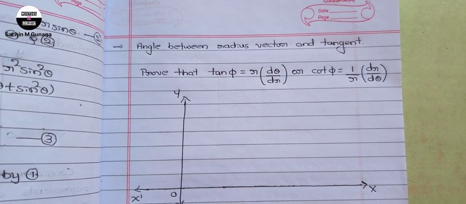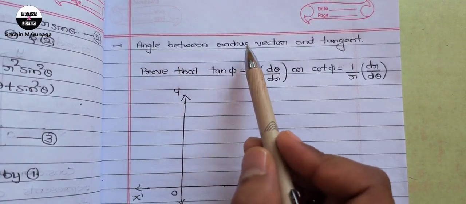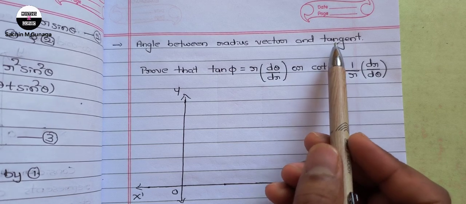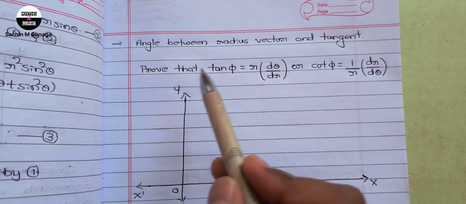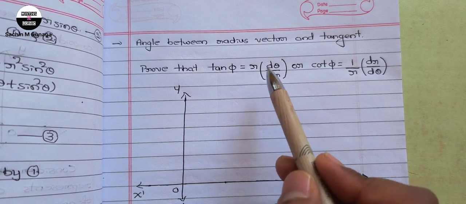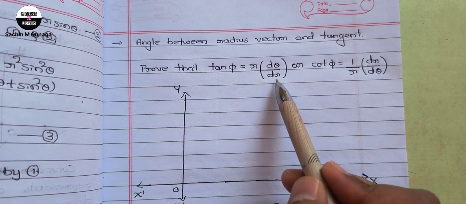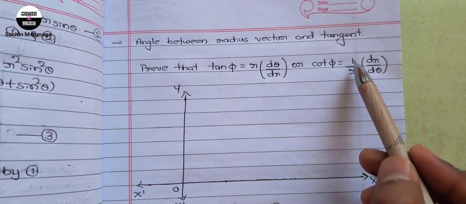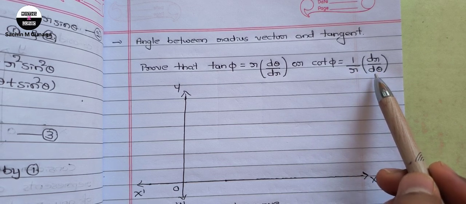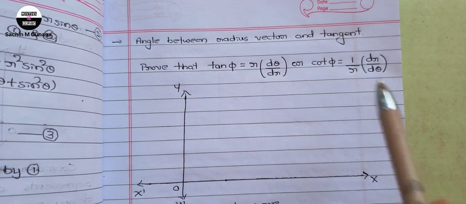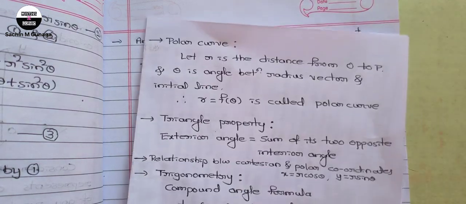Hello everyone, in this video we will see the angle between a radius vector and tangent. Here we need to prove tan psi is equal to r into d theta divided by dr, or cot psi is equal to 1 divided by r into dr divided by d theta. To prove this result, first we should know some points.